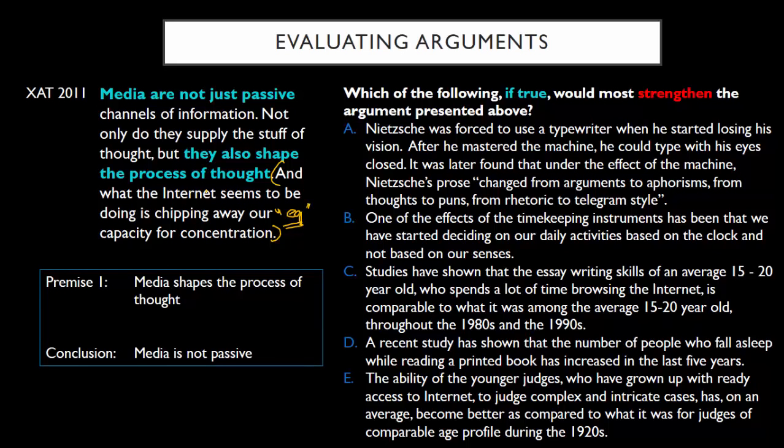So the argument, you can say, is media shapes the process of thought. Media is not passive, and there is an example with respect to internet doing it in the negative way. So the key thing that we have to identify is media shapes the process of thought, and the conclusion is media is not passive. So in each of the answer choices, we have to check whether there is media. That is the first thing you have to check. And second, do they actually shape the process of thought? These are the two things that we need to check in each of the options.